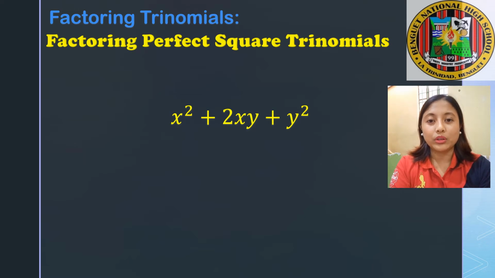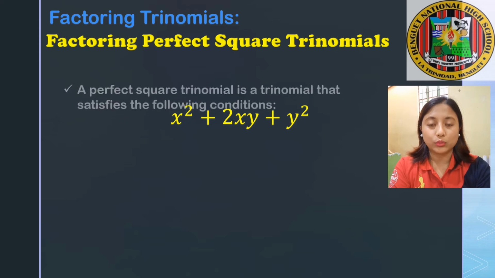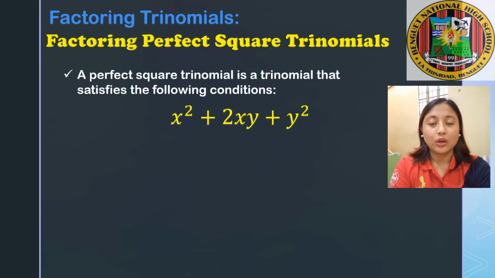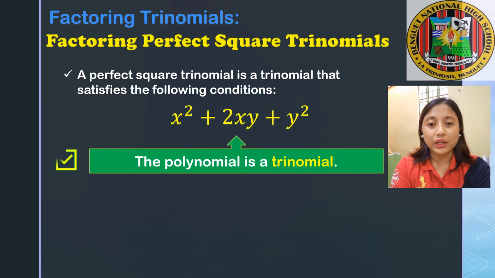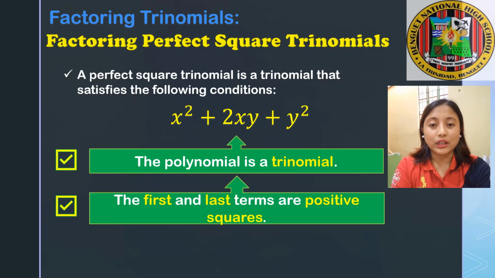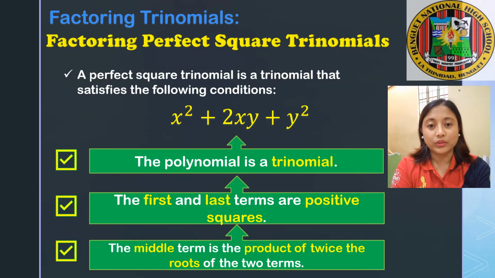For this lesson, we will be factoring perfect square trinomials, which you can abbreviate as PST. A perfect square trinomial is a special type of trinomial which has the following characteristics. First, the polynomial is a trinomial. Secondly, the first and last terms of the trinomial are positive and are perfect squares. And lastly, if you multiply the roots of the first and last terms, then multiply that answer again by 2, the final answer should be equal to the middle term.